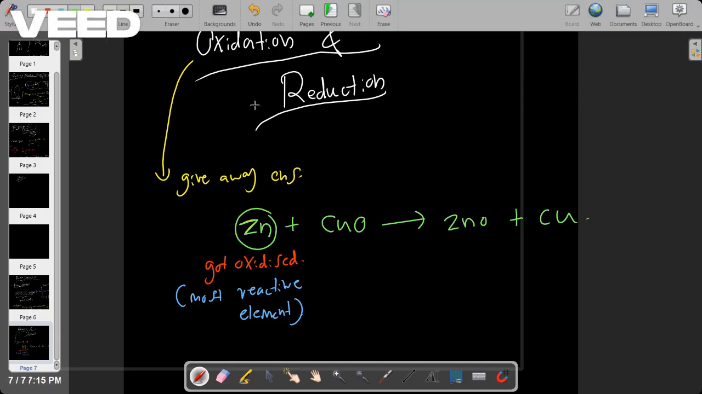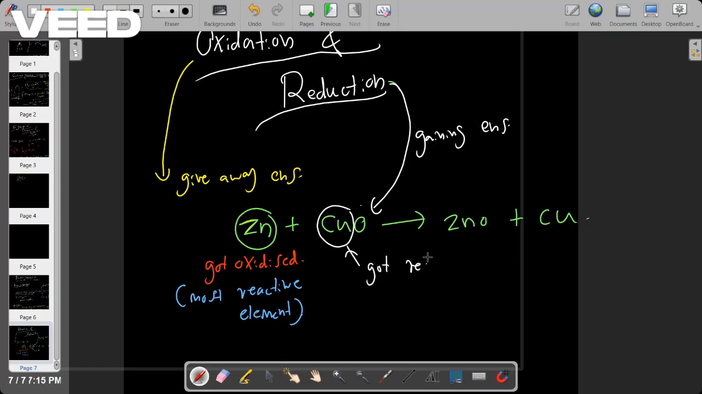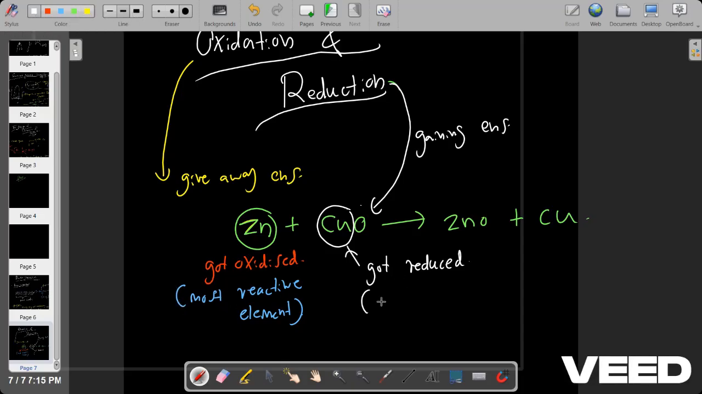Reduction means gaining electrons. Here the copper got reduced. This is the less reactive one compared to zinc. That one is more reactive, this one is less reactive.